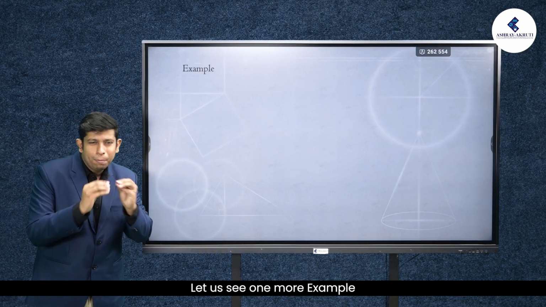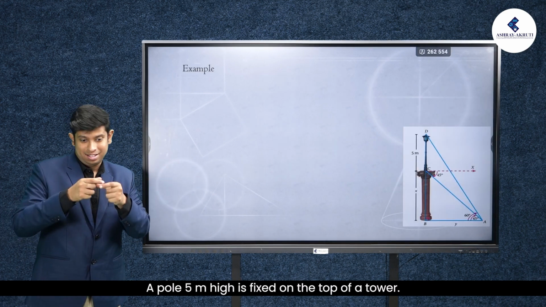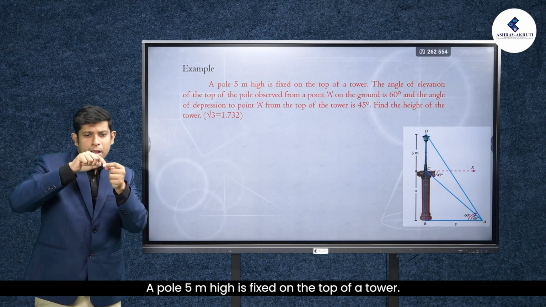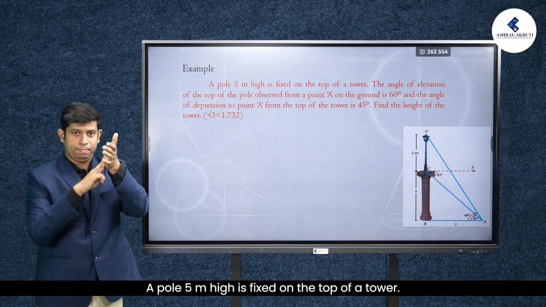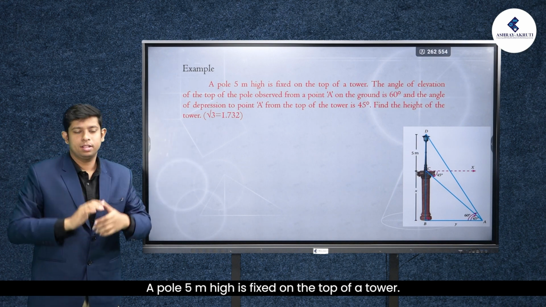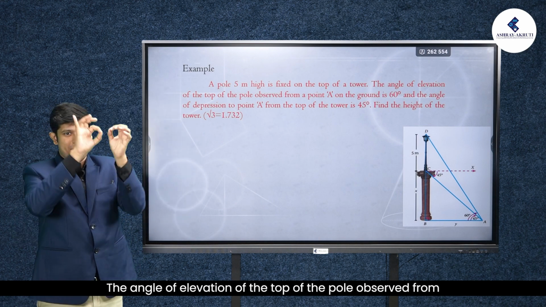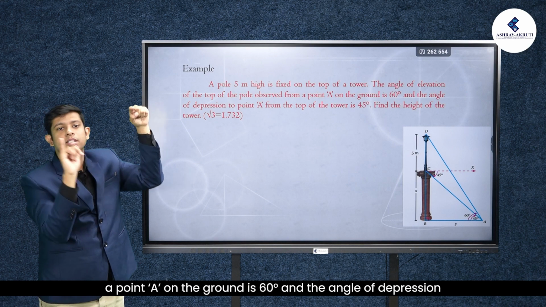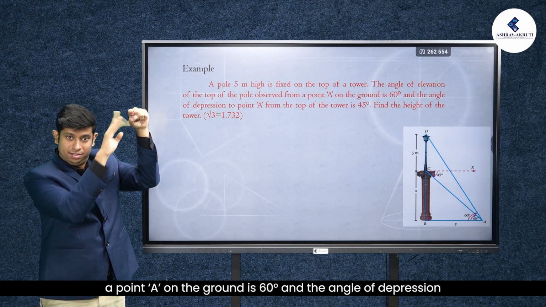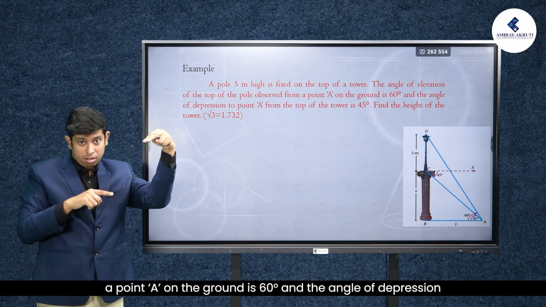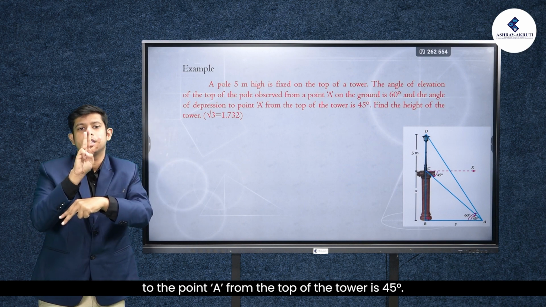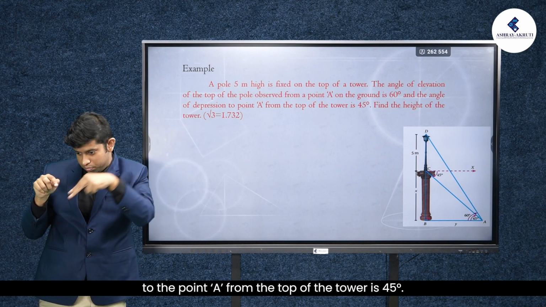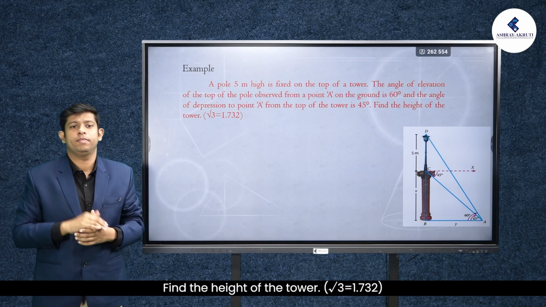Let us see one more example. A pole 5 meter high is fixed on the top of a tower. The angle of elevation of the top of the pole observed from a point A on the ground is 60 degrees, and the angle of depression to the point A from the top of the tower is 45 degrees. Find the height of the tower.